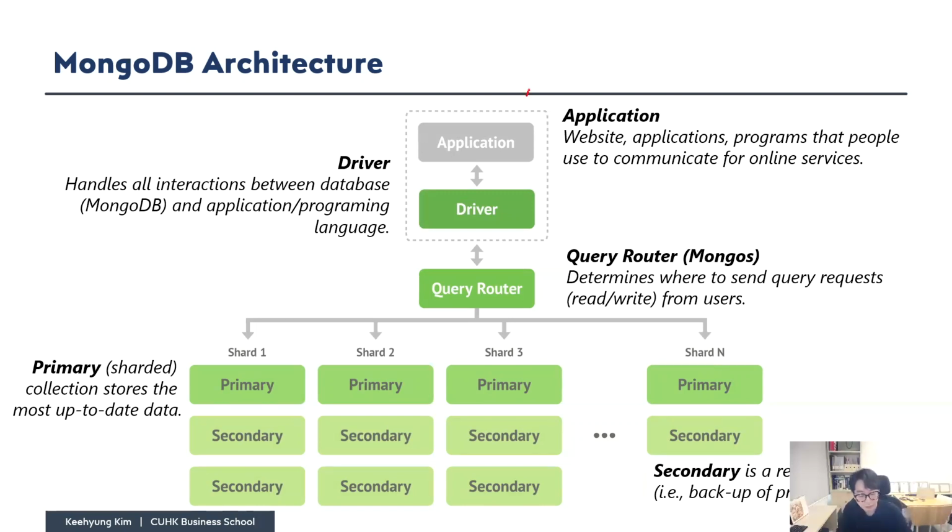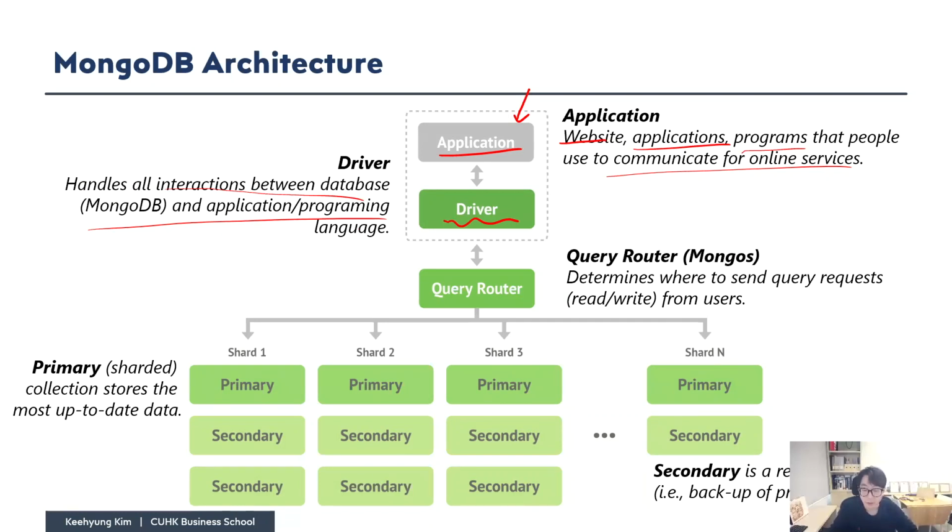So first of all, there is the application. So an application is something like a website, a mobile application, or a program that people use to communicate with your online service. So users will use this application to send a request or do some interaction with your service. And if this application wants to send a request to the database, to communicate with the database, you need to have a driver. So a driver is basically handling all interaction between the application and the MongoDB server.